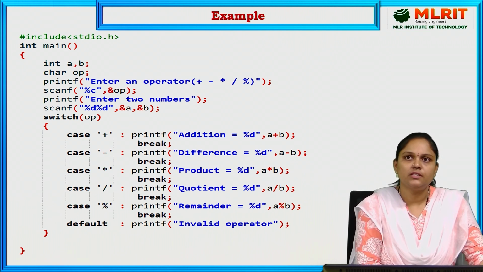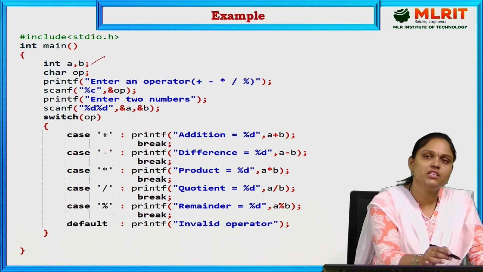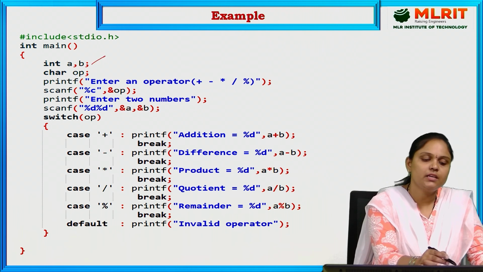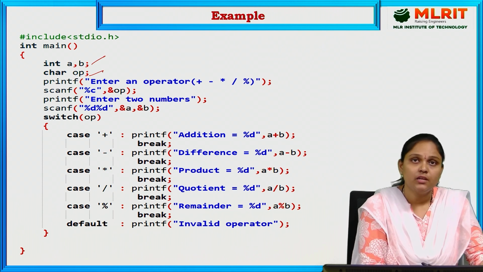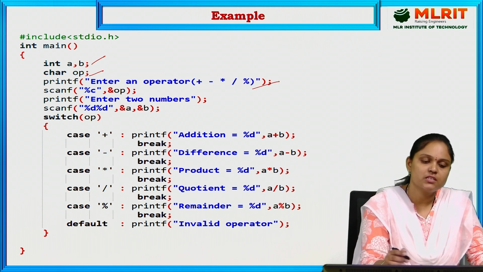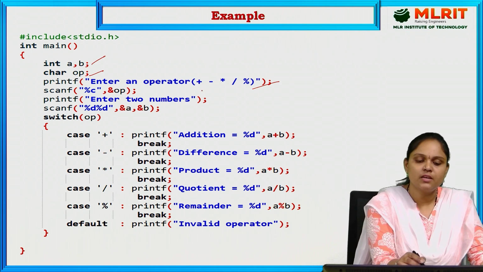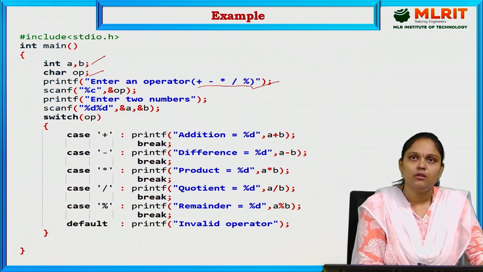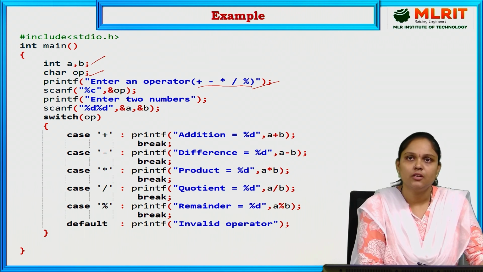And the other example program is the code for a simple calculator. The simple calculator has some operations like addition, subtraction, multiplication, division, and modulus operator. Only these operations we are doing, and we are considering only 2 numbers, so it is a simple calculator. Here we are taking 2 integer values, a and b, and the next one is a character variable. A character data type is used to store the character for the operation we want to perform. Next, by using the printf statement, we are asking to enter an operator. The operators are plus, minus, multiplication, division, and modulus.